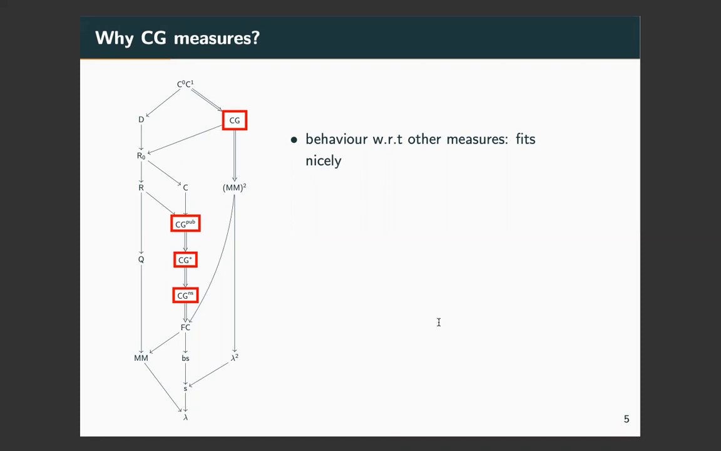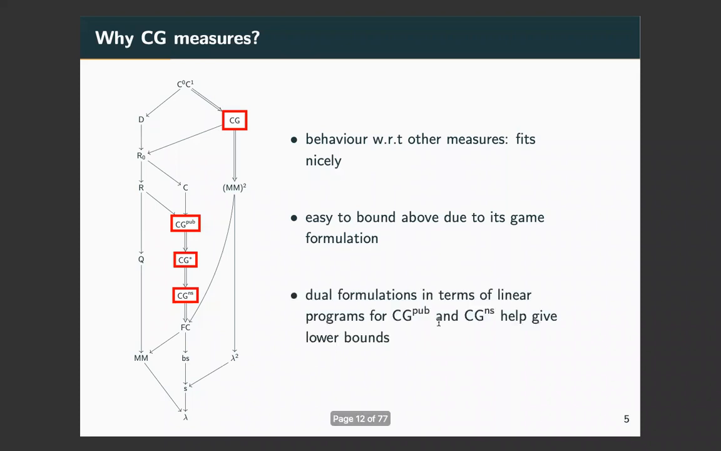Here I have this diagram which illustrates the relations between some of the known complexity measures and the newly introduced CG measures in red boxes. An arrow from A to B indicates that A is asymptotically larger than B. The certificate game measures are easy to bound above due to their game formulation. And on the other hand, certain variants such as the public randomness variant CGPUB and the non-signaling variant CGNS have dual formulations in terms of linear programs, which help give lower bounds.